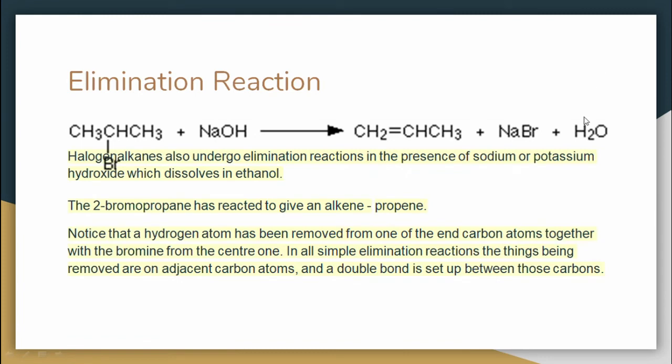So let's take a look at elimination reaction. Halogenalkanes also undergo elimination reaction in the presence of sodium or potassium hydroxide dissolved in ethanol. Notice that a hydrogen atom has been removed from one end carbon atom together with the bromine from the center one. In all simple elimination, the things being removed are on adjacent carbon atoms, and a double bond is set up between those carbons.